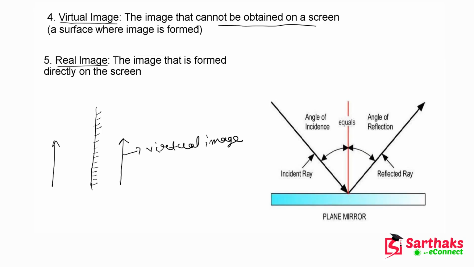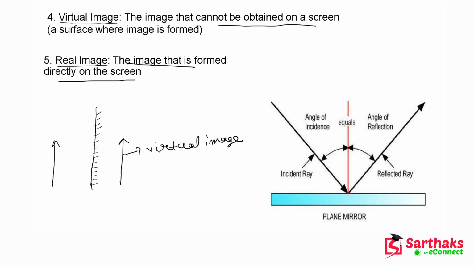Now what is a real image? Real images are just the opposite of virtual images. In a virtual image we cannot obtain it on a screen, but real images can be obtained on a screen, or can be formed directly on the screen. So this is the basic difference between the virtual image and the real image.